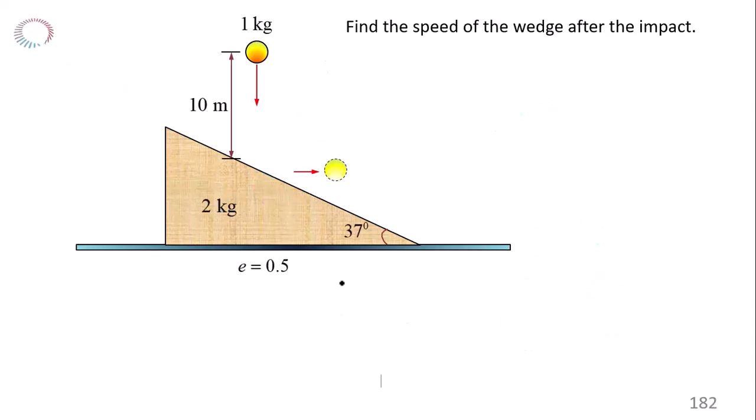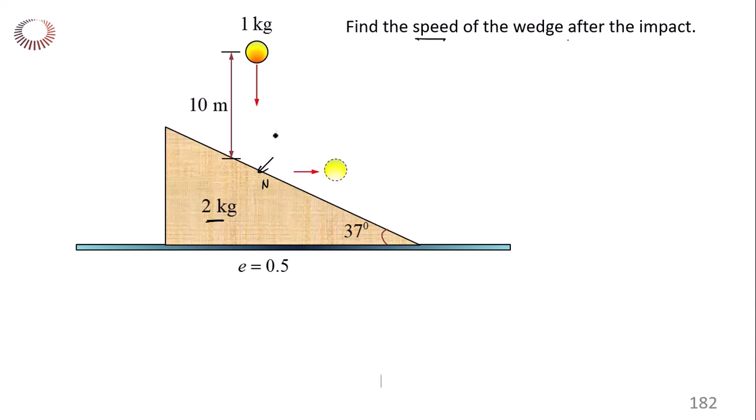So let us do this situation where the ball is being dropped from a height of 10 meters. Now you are asked to calculate the speed of the wedge after the impact. The wedge is also getting some kind of velocity. Why? Because the normal component of force acting on the block is in this direction. So that is the impulsive type force. Let us say N is the impulsive force.